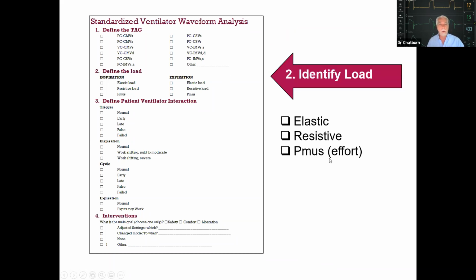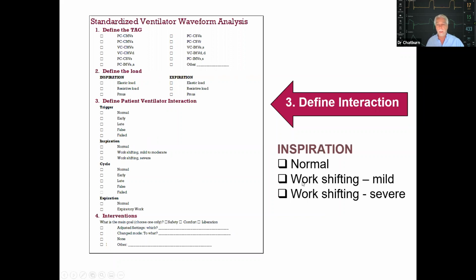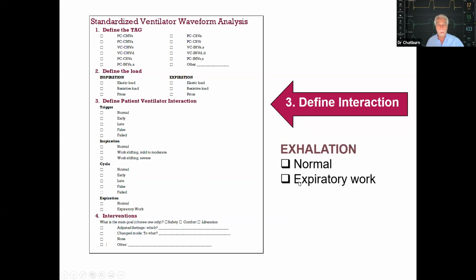Then we talk about the load. Again, the load is the pressure against which the P-vent or the ventilator must work. It can be an elastic load due to a high elastance generally. It could be a resistive load, generally due to a high resistance, or it could be a P-mus load, indicating a high effort or a high P-mus. And then once we've defined the load, we come down and define the interaction in terms of which phase of the breath we're in: trigger phase, the inspiratory phase, the cycle phase, or the expiratory phase.